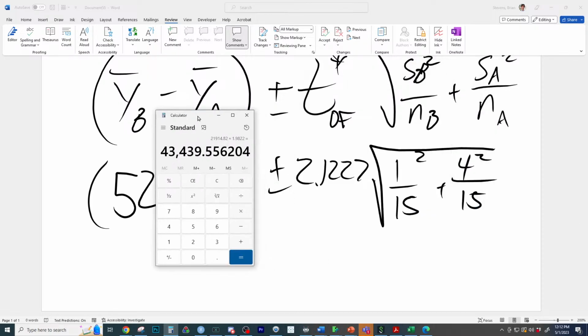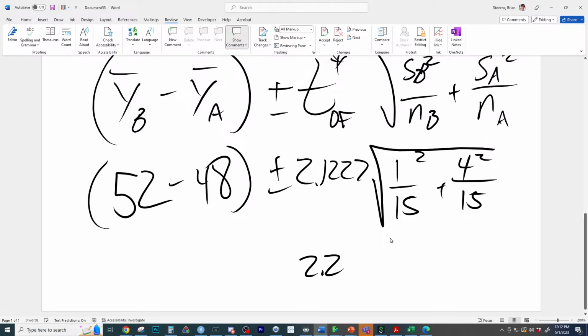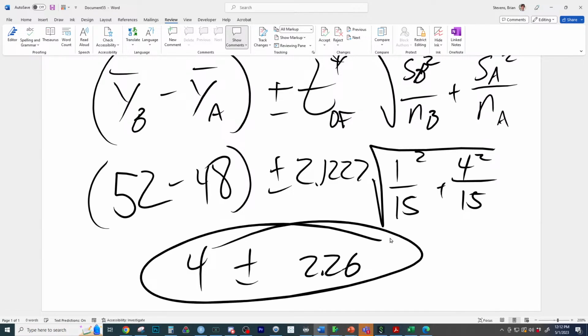And we calculate the standard error first. 4 squared, 16, plus 1 squared is 17 divided by 15. There we go. Square root that. That's the standard error, 1.06, times by 2.1227. There's the margin of error of 2.26. So a difference of 4 plus or minus this.